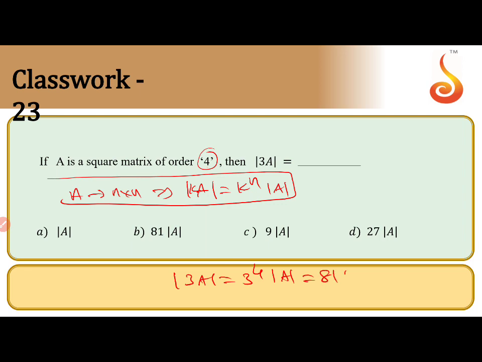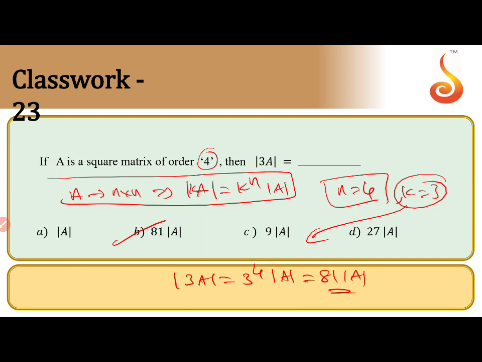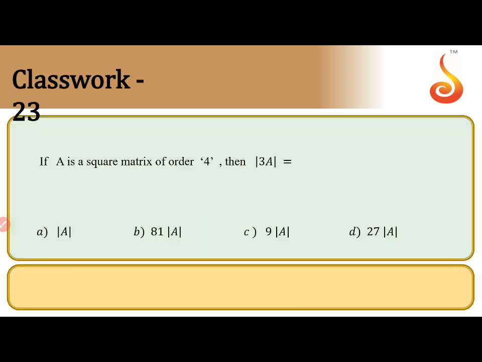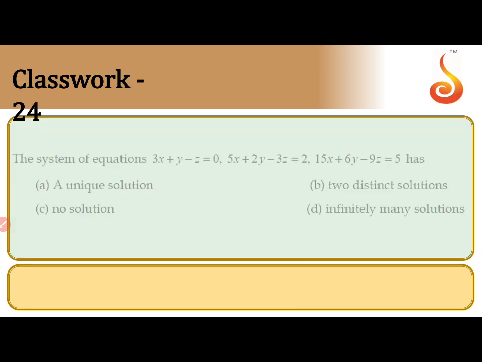3 power 4 is what? 81 det A is the answer. So the formula is det of kA is k power n det A, because n is the order of the matrix. Here the order is 4. So n equal to 4 and k equal to 3. Use this formula to get the value of the required answer. They ask one question from this model every year. Next question, option B is correct.